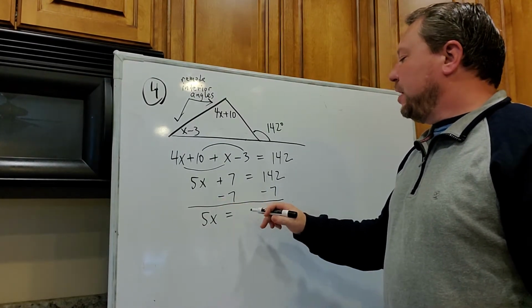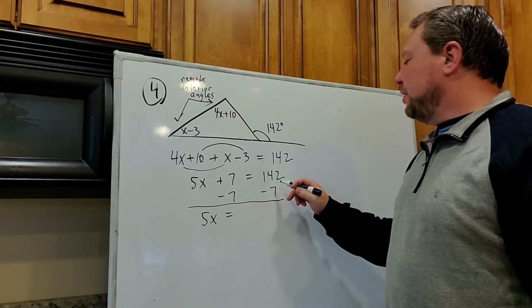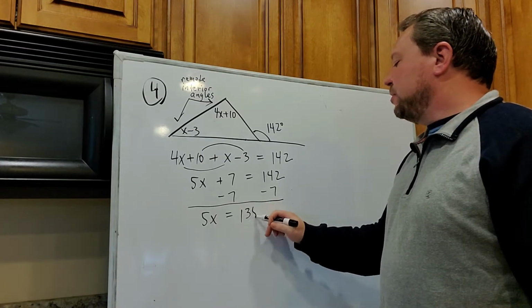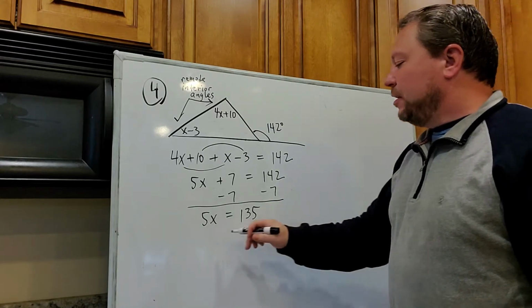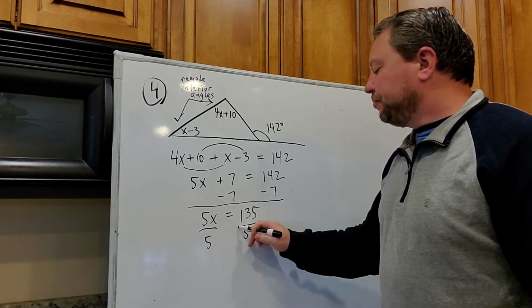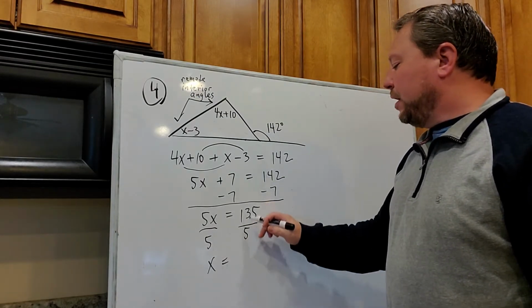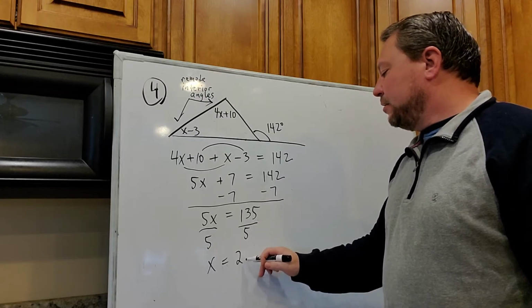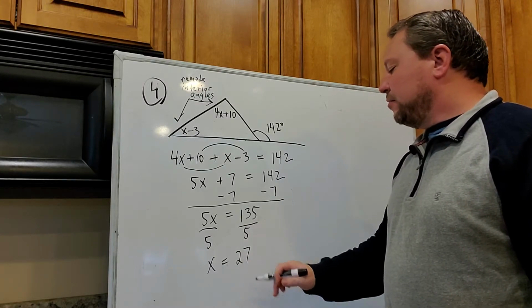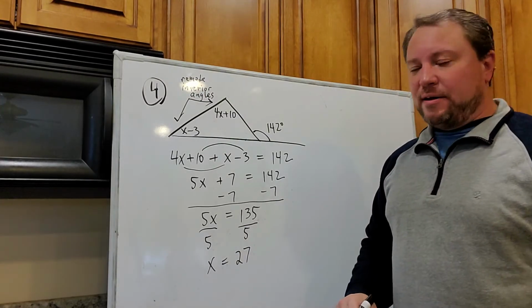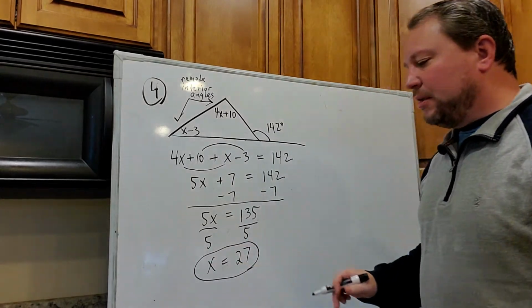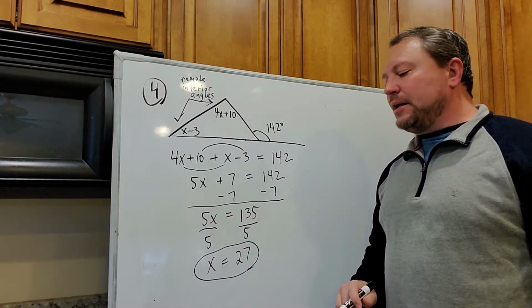And then we can finally divide by the 5 at the end here. Let's see, this leaves you with 135. Divide by 5. And we're going to find that, let's see, 35, 7. X equals 27 in this case. Okay, so that's how you could find your x.